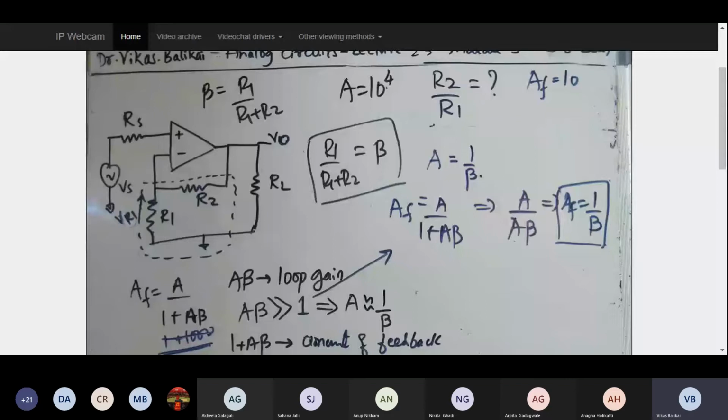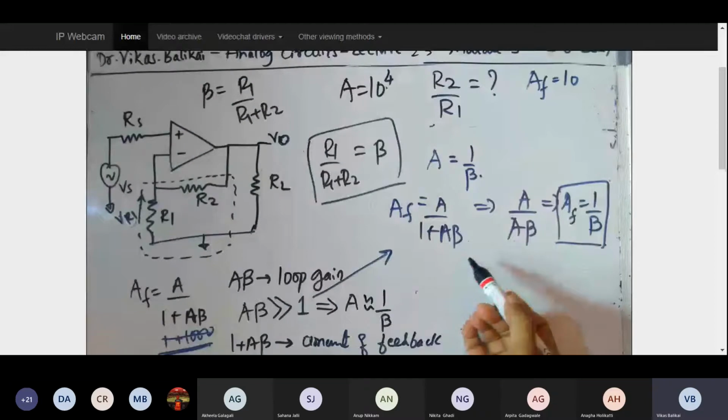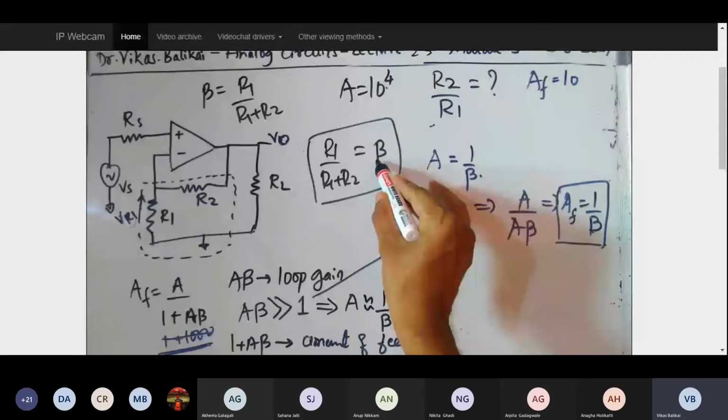So I can write the expression of the gain with feedback, AF is equal to 1 upon beta. This is one more expression you should remember, because A into beta, that is my loop gain, is very large compared to 1, and in that scenario I can ignore this one term. 10,000 plus 1 doesn't make any difference, right? So I can say AF is equal to 1 by beta, and I have already obtained what is beta, R1 divided by R1 plus R2.